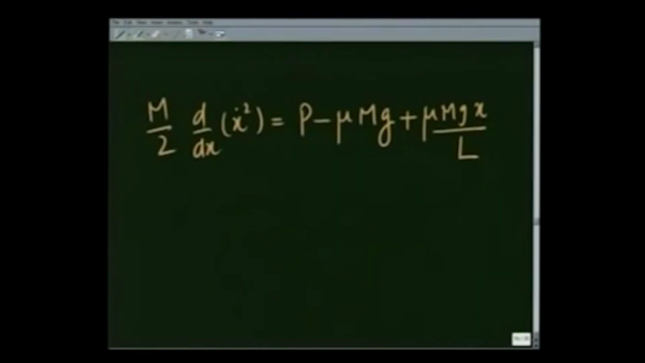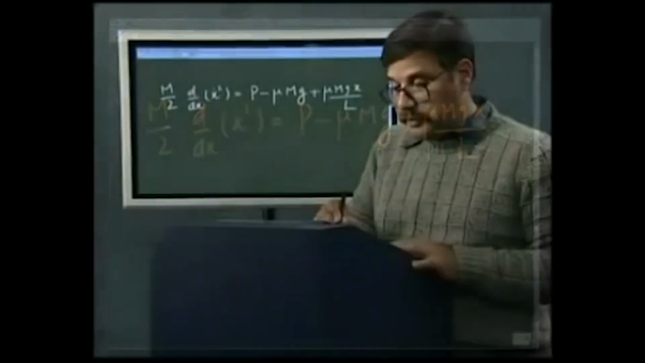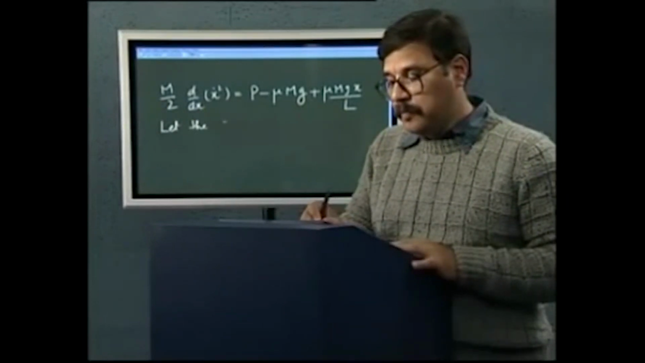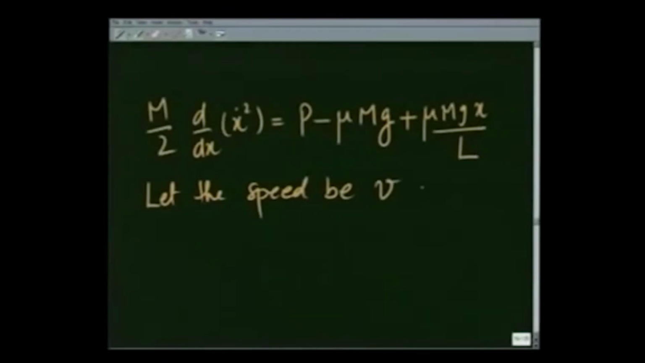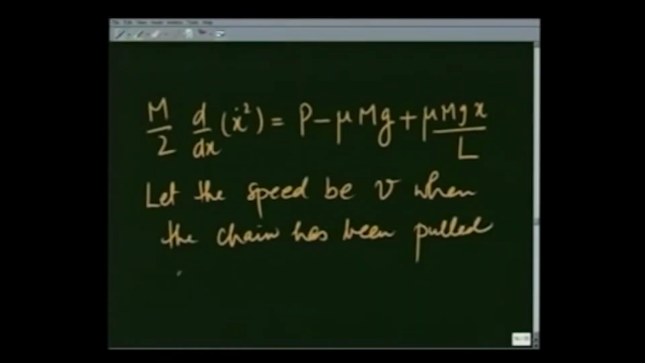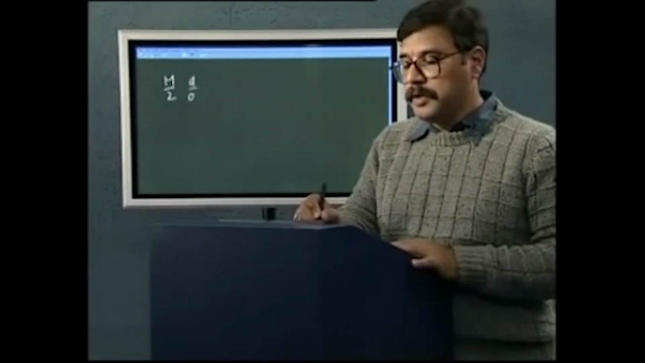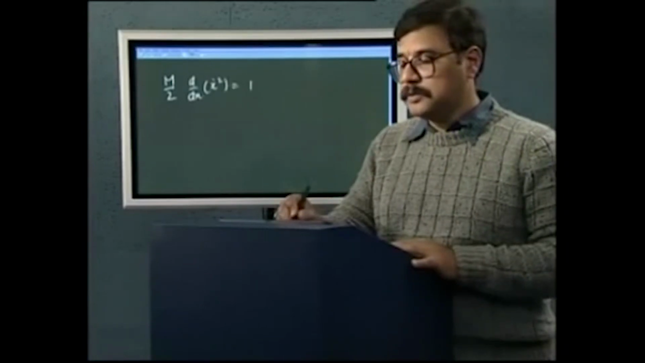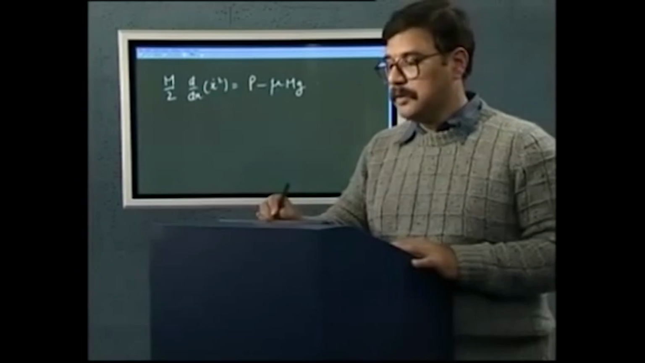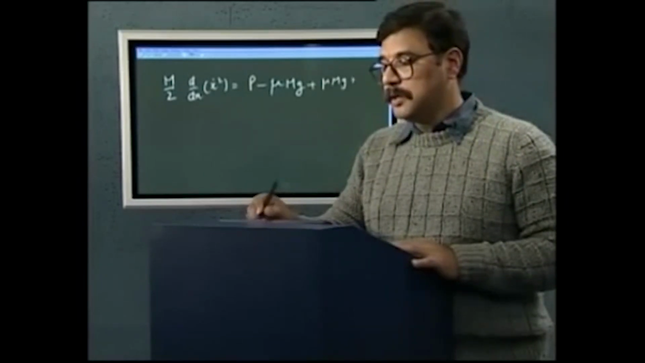Now, I can easily integrate it from x equals 0 to L. So, if I do that and let the speed be v when the chain has been pulled out completely, that is x equals L. So, by integration I get, I am integrating the equation m by 2 d over dx of x dot square equals P minus mu m g plus mu m g x over L.